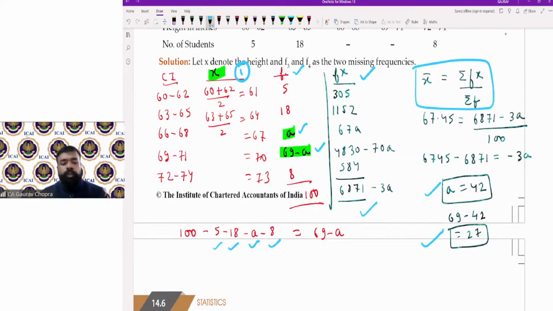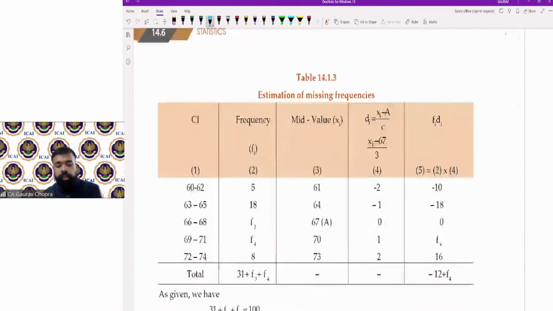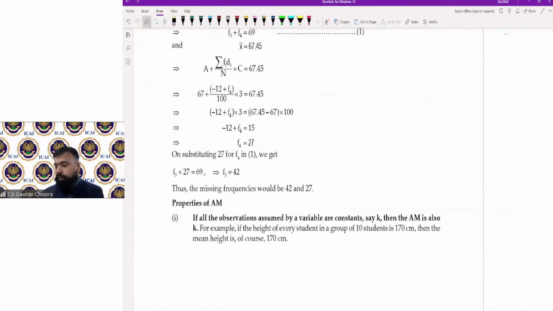So it makes no difference what kind of class interval is given. Simply calculate the mid value and get the result. Class intervals are of two types we have discussed in the previous session. One is inclusive and the other one is exclusive. So you can have any class interval, the steps are same. So this is the final result. So 42 and 27.